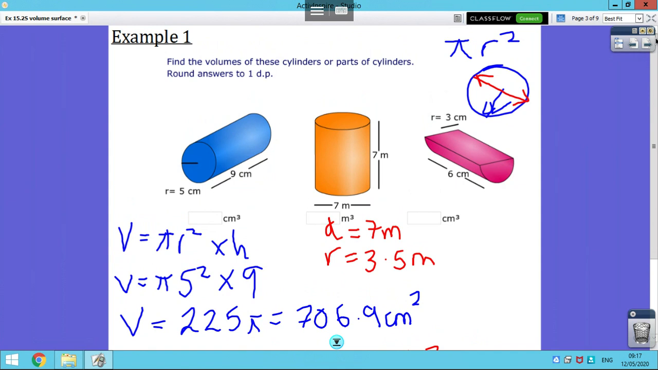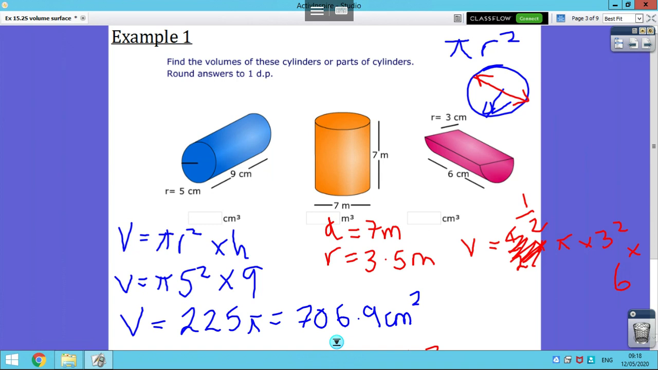Okay, whether you want to just put it in the formula at the start, because you could say the volume is going to be half times by pi times by 3 squared multiplied by 6. Okay, so that is incorporating the fact that it's half of a cylinder at the start. Or you could just get rid of that, do your usual pi times 3 squared times by 6 and then divide by 2 at the end. Okay, up to you.